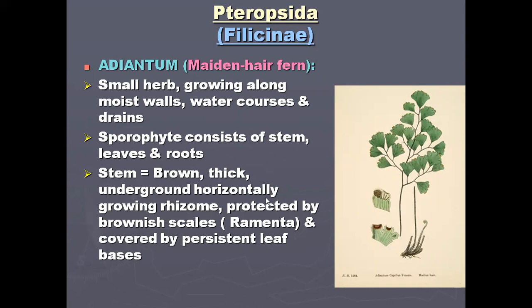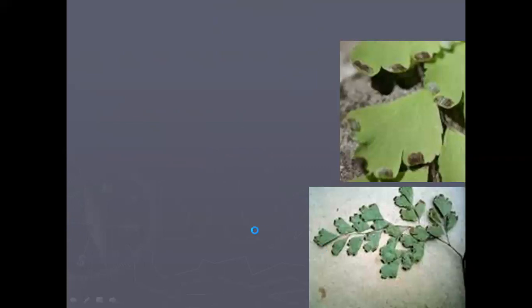The stem is brown, thick, underground, horizontally growing rhizome, protected by brownish scale-like structures which are called ramenta and are covered by persistent leaf bases. Ramenta and persistent leaf bases are protecting the Adiantum underground stem, which is the rhizome. Adventitious roots means that the main root is not visible. They arise from the underside of the rhizome.